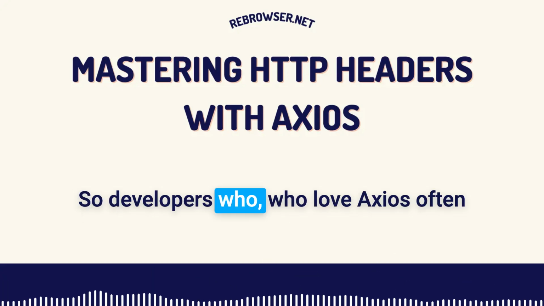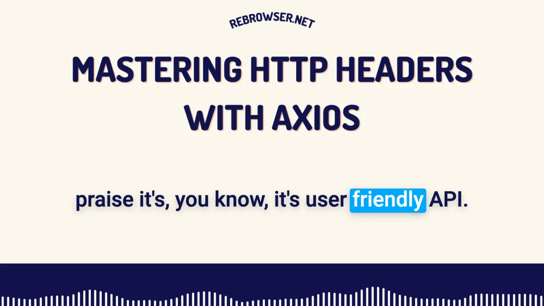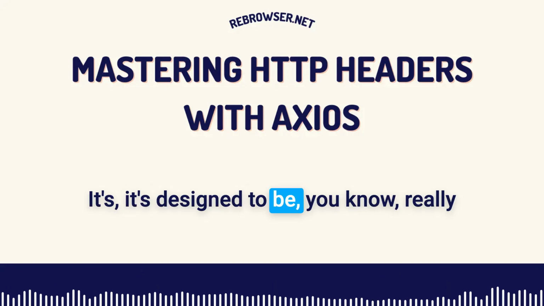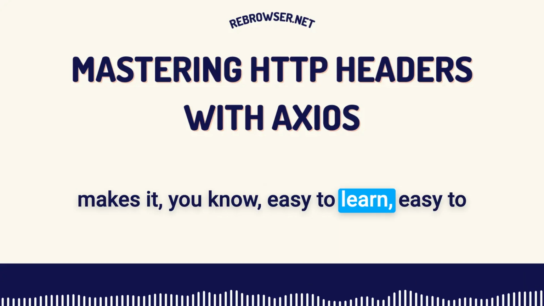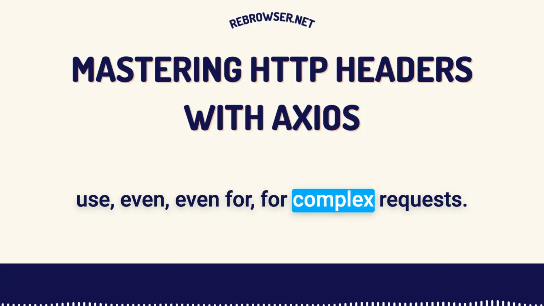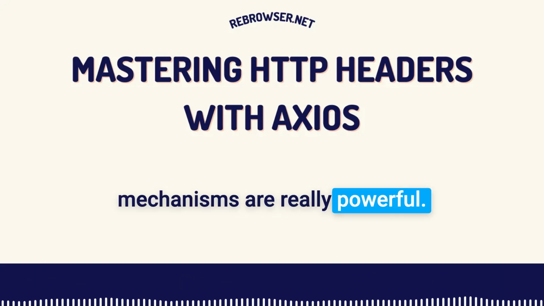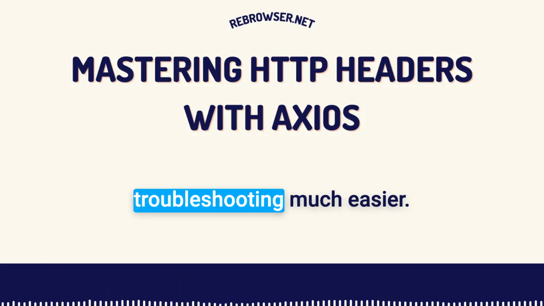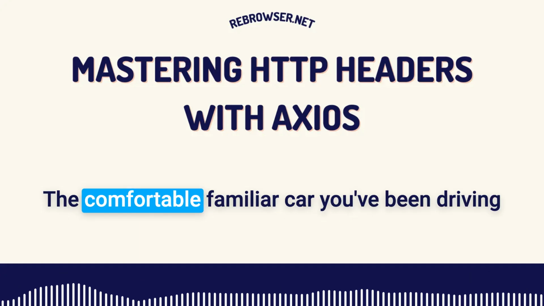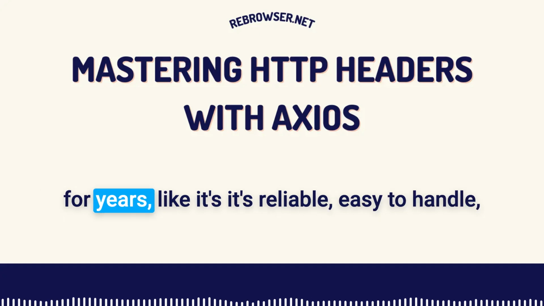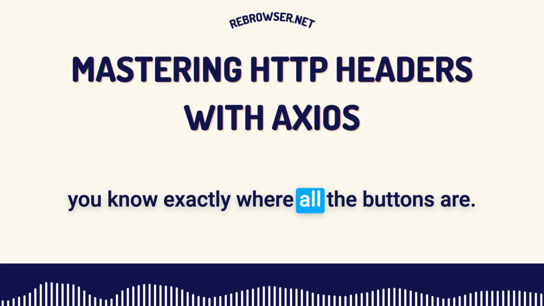So developers who love Axios often praise its user-friendly API. It's designed to be really intuitive and consistent, which makes it easy to learn and easy to use, even for complex requests. And its error handling mechanisms are really powerful. They make debugging and troubleshooting much easier. So Axios is like the comfortable, familiar car you've been driving for years. It's reliable, easy to handle. You know exactly where all the buttons are.